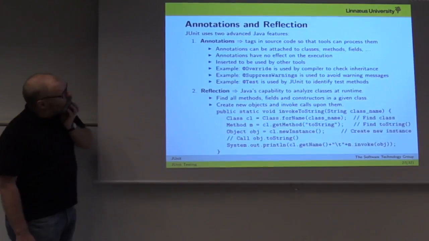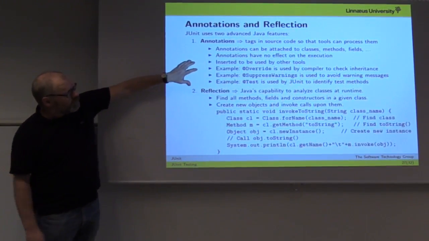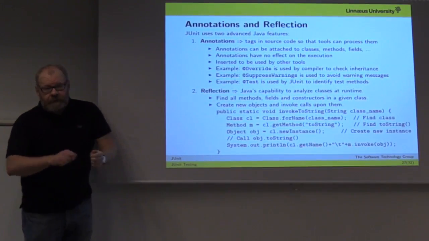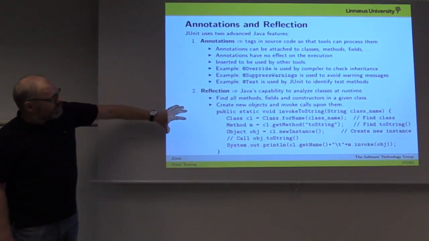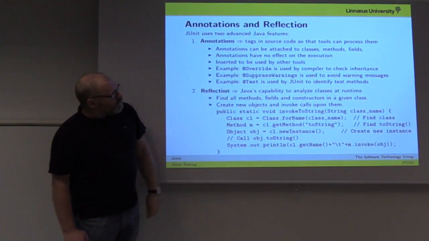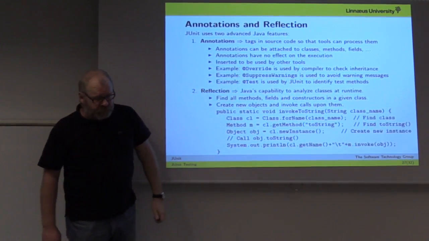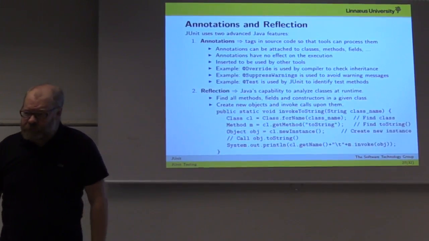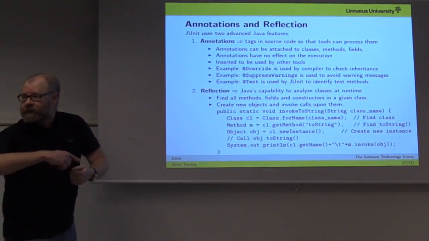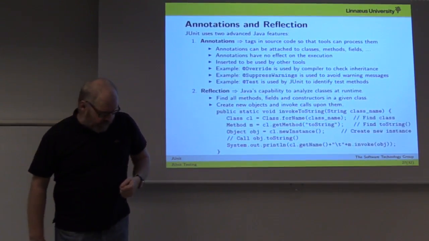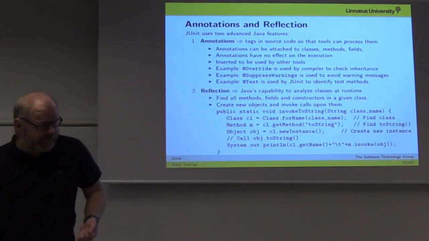JUnit is using two Java features that can be considered somewhat advanced. Annotations, they are the test, before all. And we have something called reflection. We have earlier on used annotations, override. When did we use override? When we extend a method. Yeah, when we are overriding a method in a superclass. For example, when you are overriding the default behavior in the object class, the toString method.